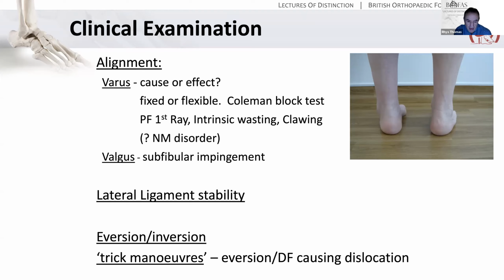We've also got to perform anterior drawer and inversion stress tests to look at the integrity of the lateral ligaments. And often patients will be able to help you. They may well be able to perform trick maneuvers, particularly with eversion and dorsiflexion, which can cause subluxation or dislocation of the peroneal tendons across the lateral aspect of the fibula. If they have any other catching, they can quite often circumduct the ankle and cause this clicking or catching to occur.